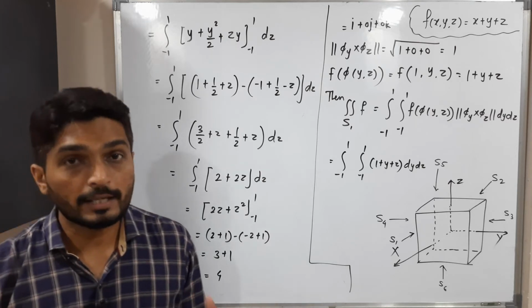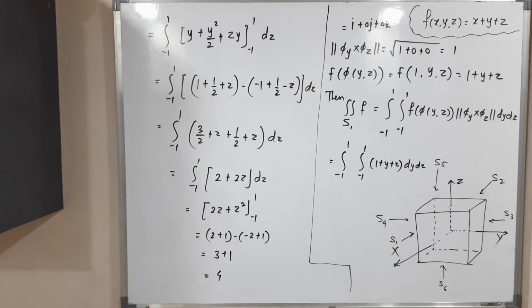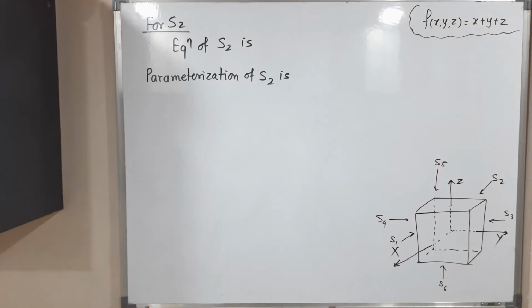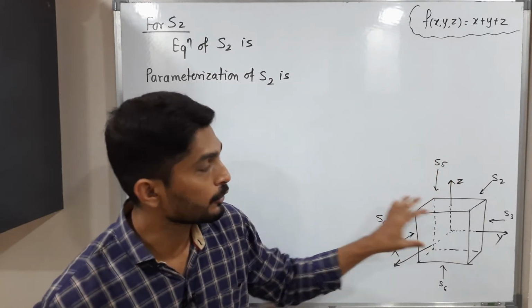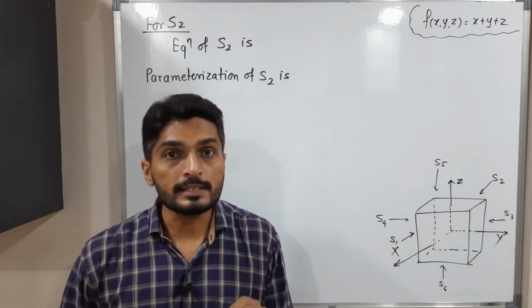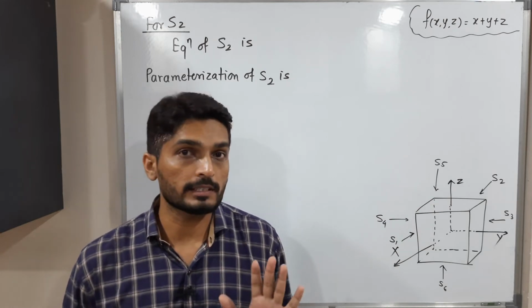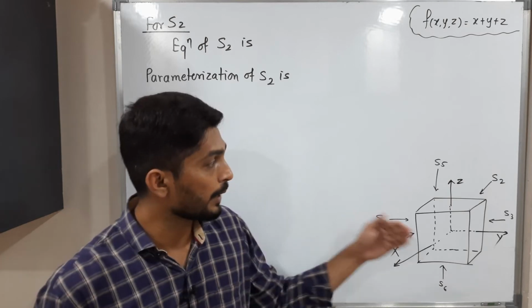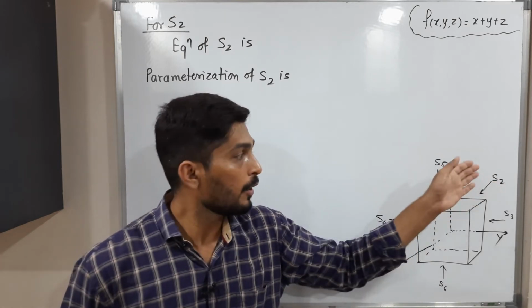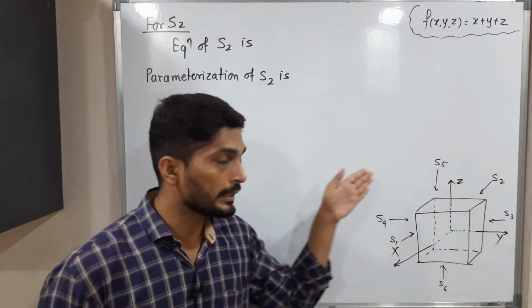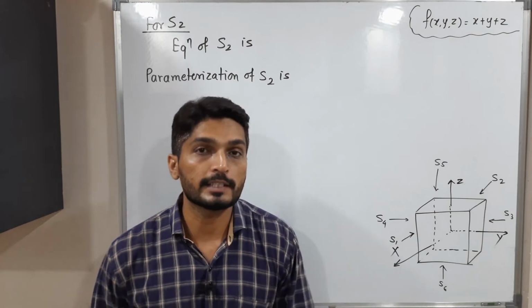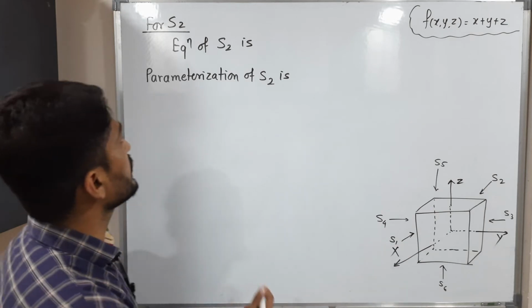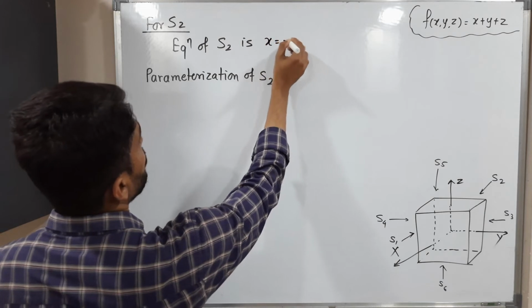So let us work on S2 now. Make a screenshot of it first, then I will go further. S2 is a surface which, you can easily see, is on the back side of the cube. Its equation is x is equal to -1. As you know, we have 6 surfaces having equations x is equal to 1, x is equal to -1, y is equal to 1 on this side, y is equal to -1 on this side. At the top we have z is equal to 1, and at the bottom we have z is equal to -1. So the equation of S2 is x is equal to -1.